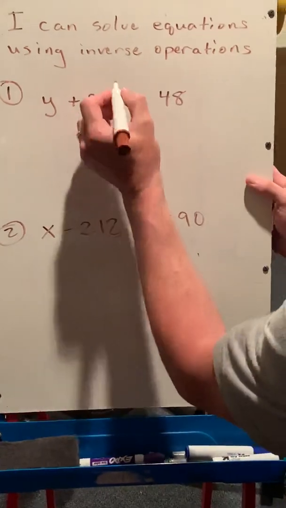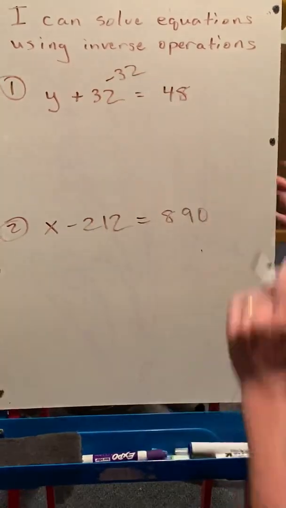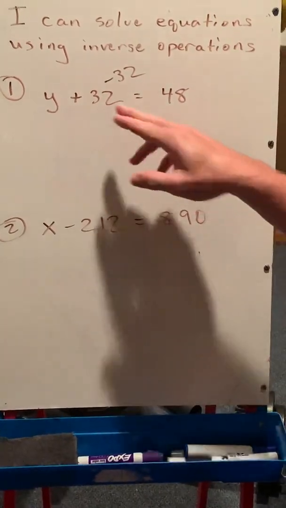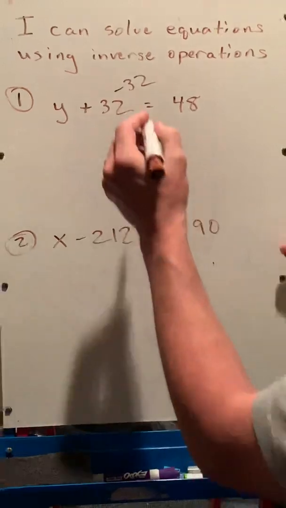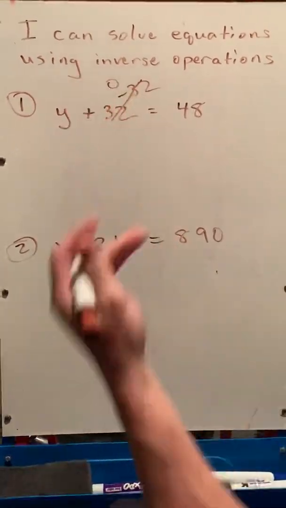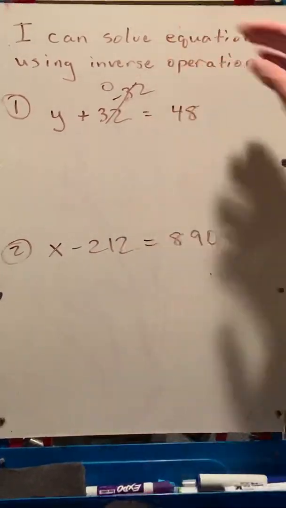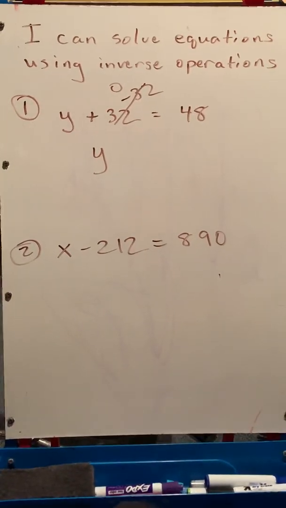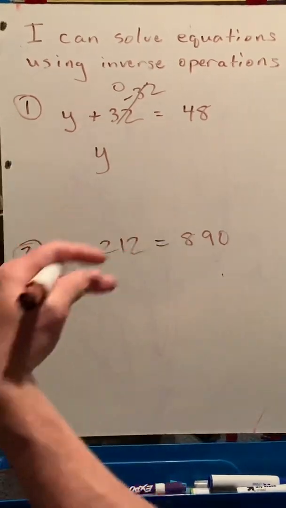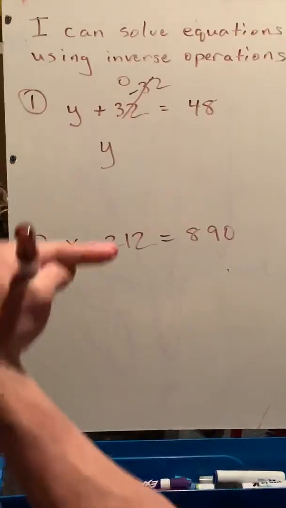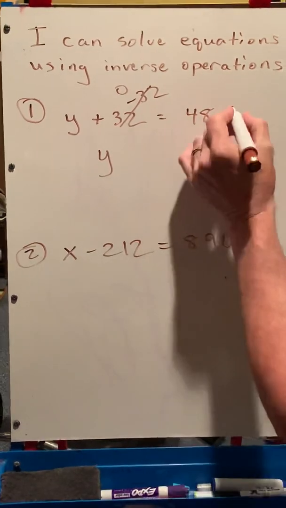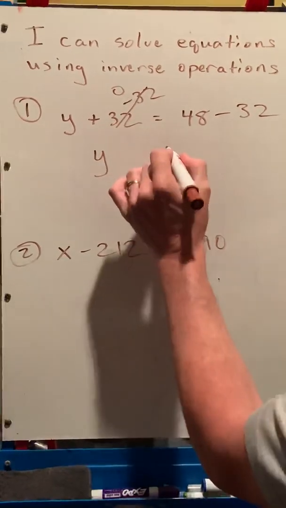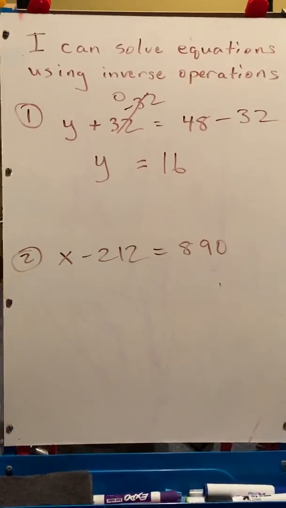So I'm going to subtract out 32, because if I add 32 and subtract it, that becomes nothing. 32 minus 32 is nothing. You could cross it out and put a 0, but you don't have to. And then y plus 0 is just y. Remember, with our pan balances and bar models, you have to keep things balanced. So if I subtract 32 from one side to keep the teeter-totter the same, I have to subtract 32 from the other side. 48 minus 32 is 16. So y does equal 16.